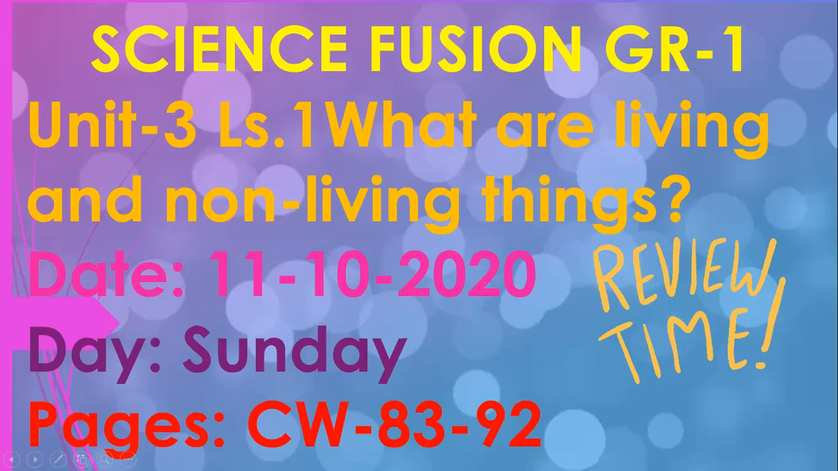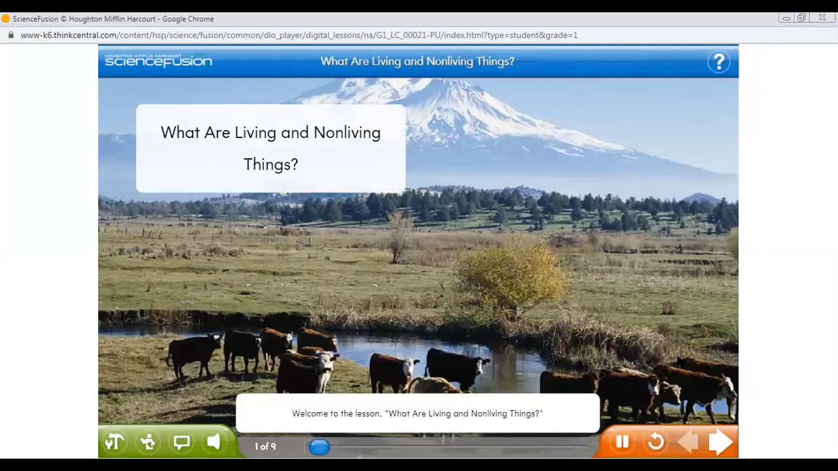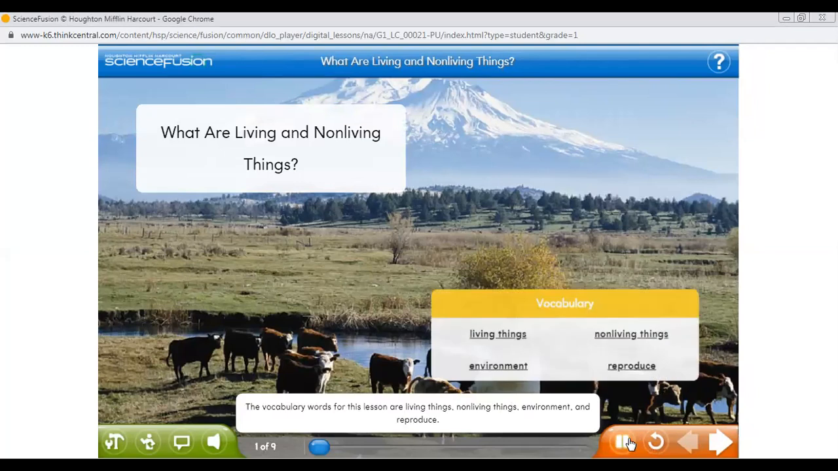Lesson 1, what are living things and non-living things? So let's see what are living and non-living things. Welcome to the lesson, What are living and non-living things? Do you know what is alive and what is not? You may be surprised. The vocabulary words for this lesson are living things, non-living things, environment, and reproduce.